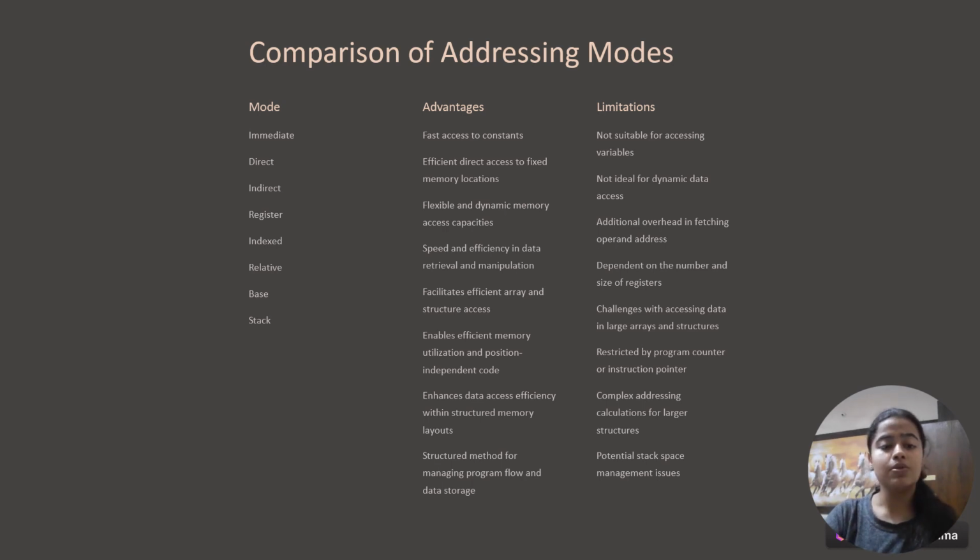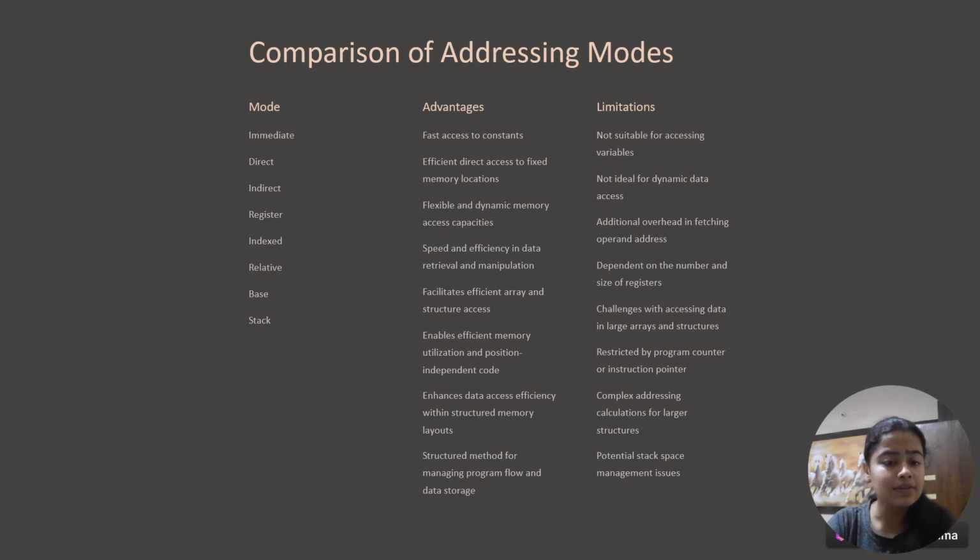Coming to the relative, as I told you, it is represented as the sum of the program counter and the address of the operand. Then coming to the next one, the base, which is a sum of a given operand value and the offset. The disadvantage of it was that it leads to complex addressing calculations for larger data structures. As I told you, it adds on one type of it and another one is the offset value as well. But it gives proper position independent code, which is required.